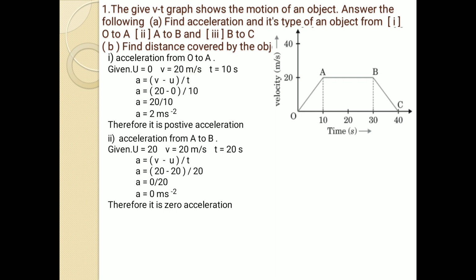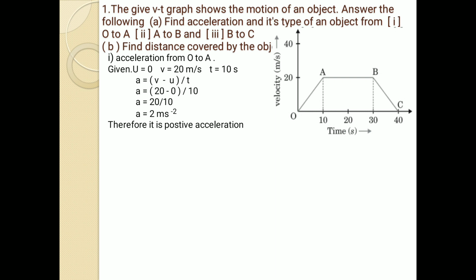See, first, the acceleration from O to A. We have to find the acceleration from O to A. The formula, you know, is acceleration equals final velocity minus initial velocity divided by time taken. First we'll write the given: u, the initial velocity, is 0 because it starts from rest. What's the final velocity from O to A? The final velocity from O to A is 20 meters per second.